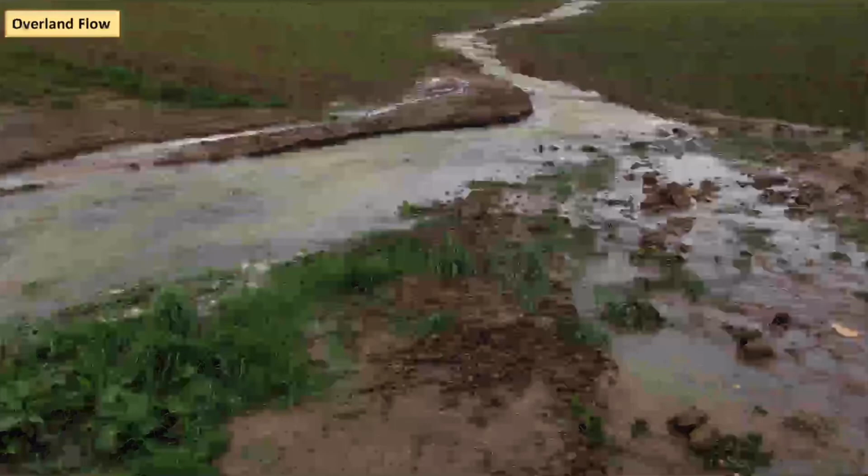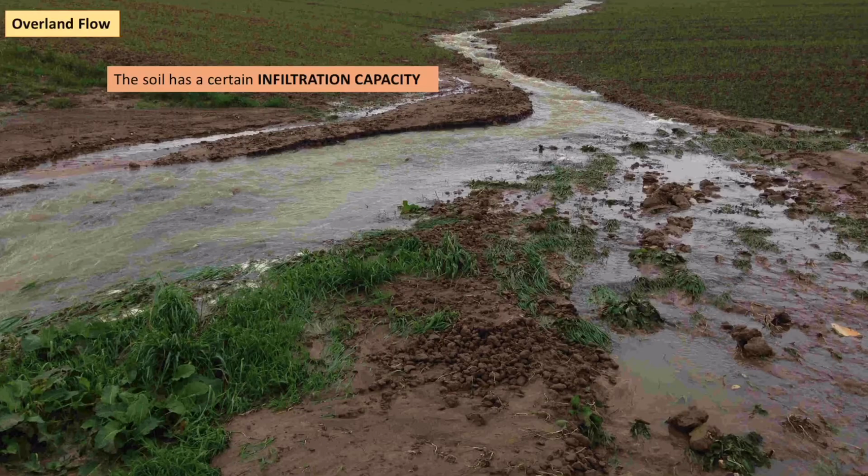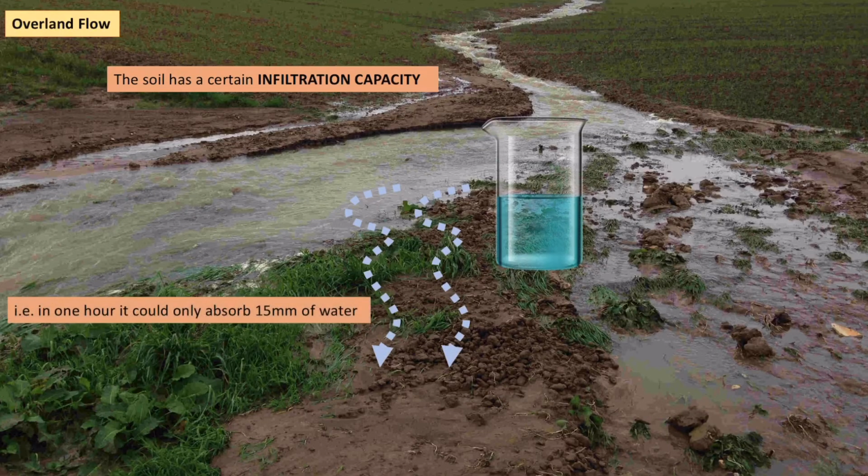So there are a couple of theories about why overland flow happens. This is an example of water running over the surface because it hasn't been able to infiltrate. So we need to start with the idea that a soil has a certain amount of capacity, infiltration capacity. What I mean by that is this soil here, for example, could have the capacity to take about 15 millimeters of water and actually absorb that into the soil from the atmosphere in about 1 hour.